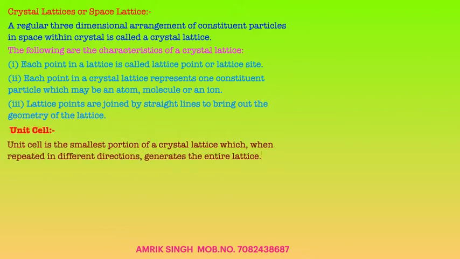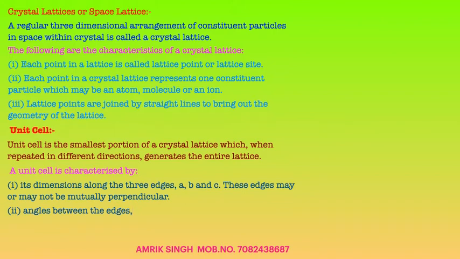Unit cell. The unit cell is the smallest portion of a crystal lattice, which when repeated in different directions generates the entire lattice. A unit cell may be characterized by its dimensions along the three edges, that is a, b, c. These edges may or may not be mutually perpendicular. Angles between the edges, that is alpha, beta and gamma. So therefore, the unit cell is the unit which when repeated again and again produces the complete crystal lattice.